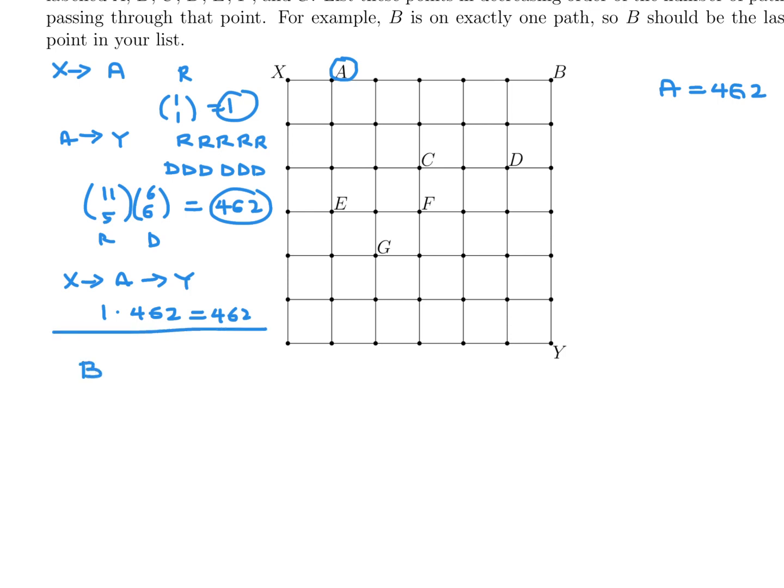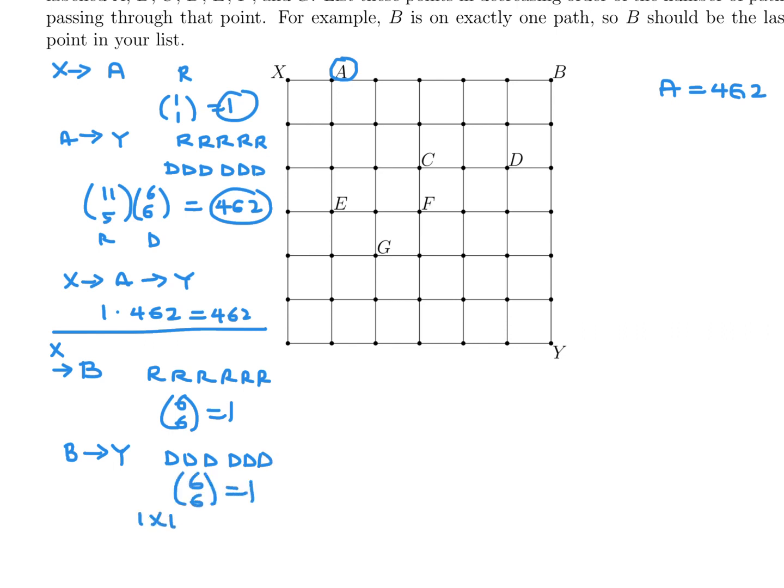So B, same kind of story. First we need to figure out going from X to B. And that's going 1, 2, 3, 4, 5, 6 going R. And that's pretty much it. So from those 6, you choose 6, and that's just 1. Then we have to go from B to Y. Well, that's going down 6. From those 6, you choose 6, so that's just 1. So 1 times 1 is 1. So B is pretty straightforward. So the first two, not really that interesting.